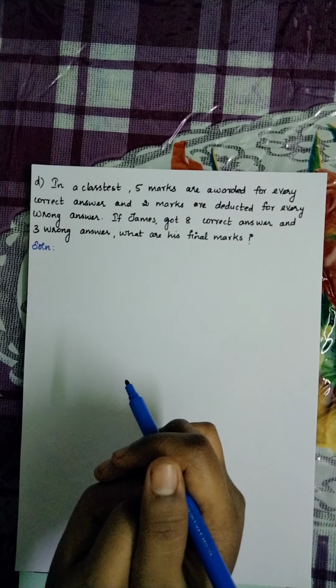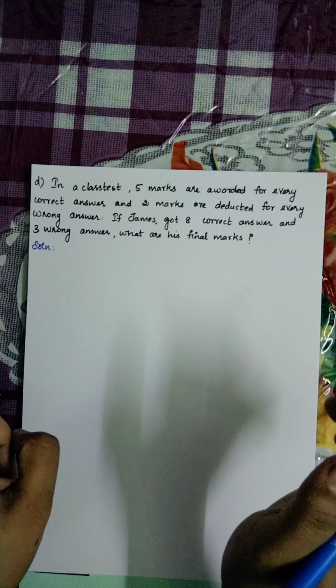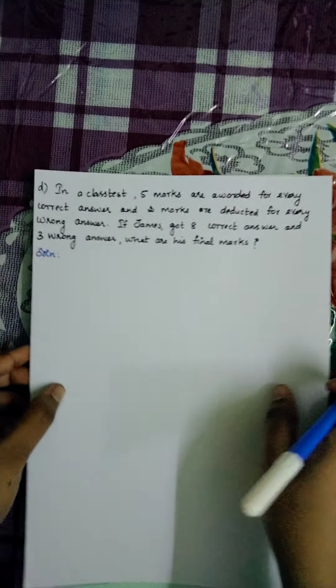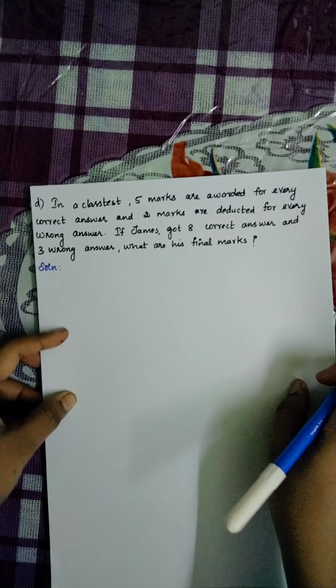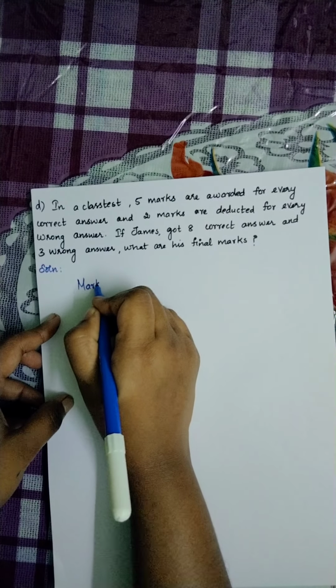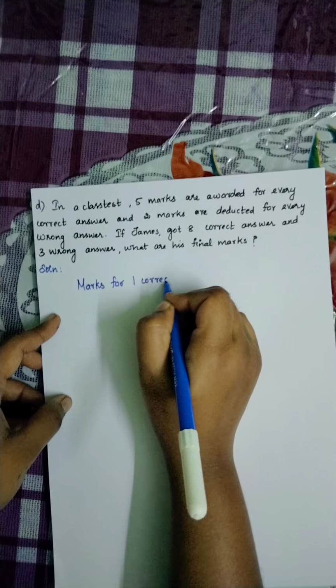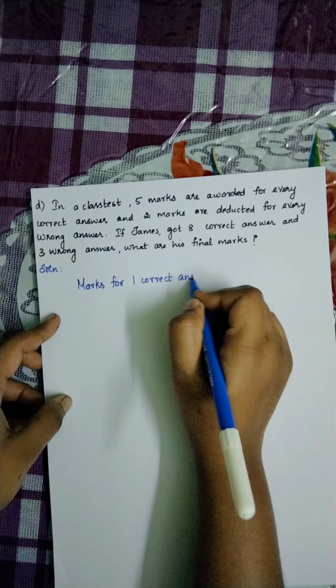If James got 8 correct answers and 3 wrong answers, what will be his final marks? That is the question. Do you all understand the question? Okay. Listen. First, write the step. Marks for one correct answer. What is the mark for one correct answer?